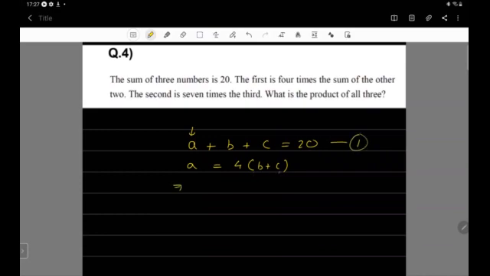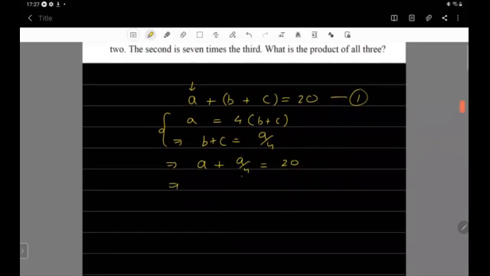If A is 4 times B plus C, so I can say B plus C is A by 4. So why am I trying to write B plus C as A by 4? Because now in the first equation I can substitute the value of B plus C, right? So by equation 1, I will get A plus A by 4 is equal to 20. And now you can solve this for A. You will get 5A by 4 equals 20, and then you will get A equals 16, right?